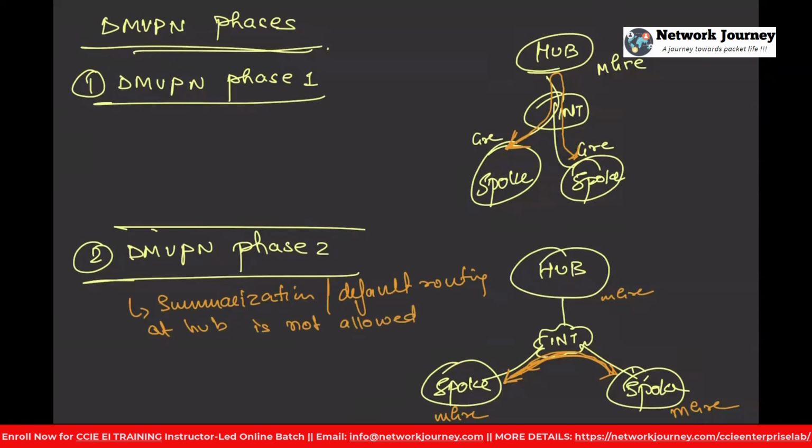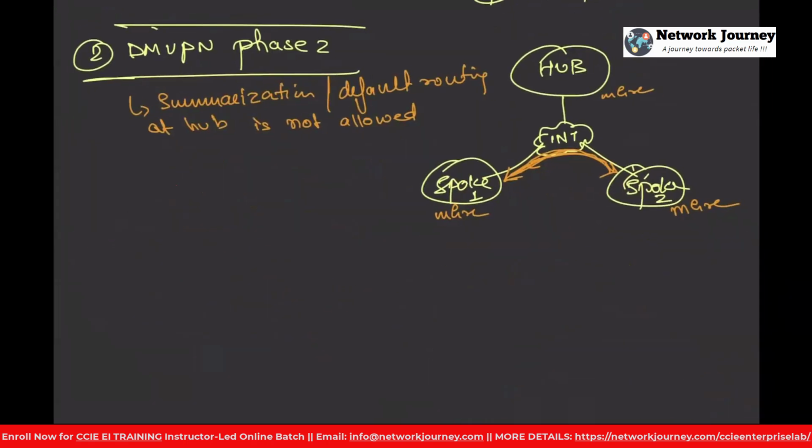If spoke one is sending routes with summarization and they reach the hub, the hub will not send them to the other spokes, because even if it does, a summarized route asks you to send the traffic to the hub first. The same is the case for default routing. If you send a default route from the hub, that means you need to send the traffic to the hub first, which is not allowed here.